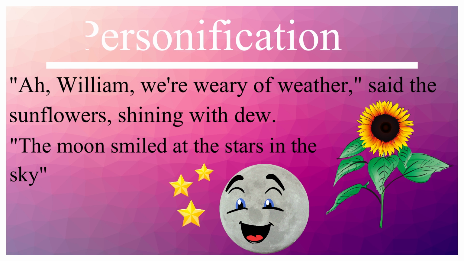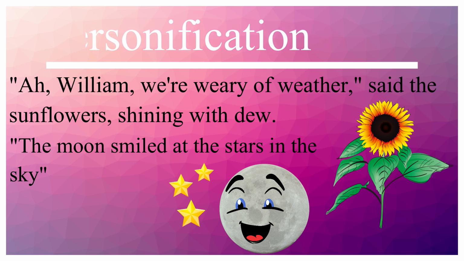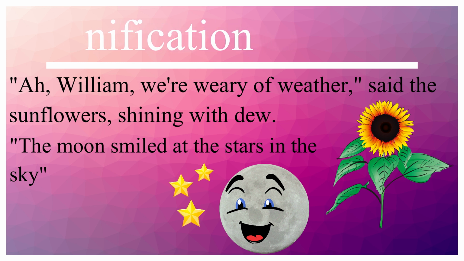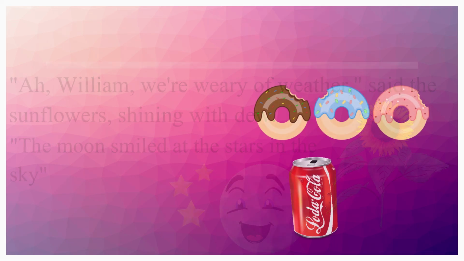In this beautiful verse, the sunflowers are talking to the poet. They are weary and tired of being outside and want to change places. It is obvious sunflowers can't walk, so William uses personification to give these characteristics to them.